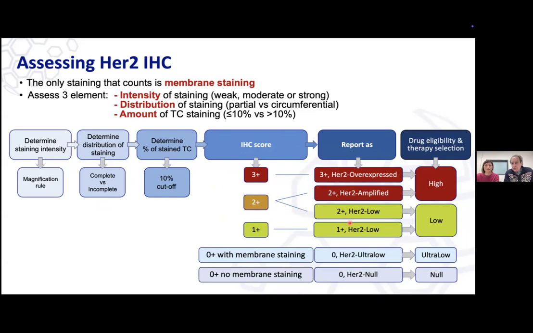If instead it's not amplified, this falls into the HER2 low category, as do all the cases that are 1+. These are low. And now we need to differentiate 0 with membrane staining from 0 with no membrane staining. And this is the ultra low. And this is the new one.